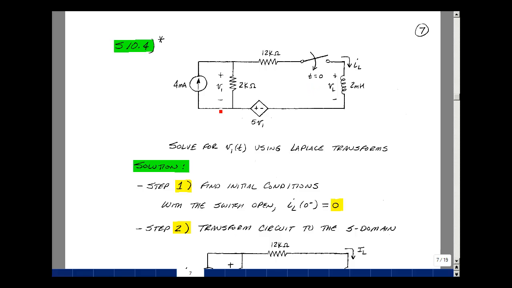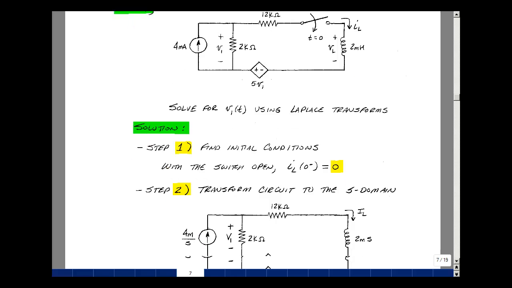Let's solve for V1 of t, but using the Laplace transforms. So we'll again use our 5-step algorithm. First one is to find the initial conditions of the reactive components. All right, that would be the inductor. But with this switch open, prior to t equals 0, there's no current flowing, so the initial condition would be 0. And that would just be a current source in parallel with this inductance, whose value is 0 divided by s, or just 0. Next step is to transform into the S domain.